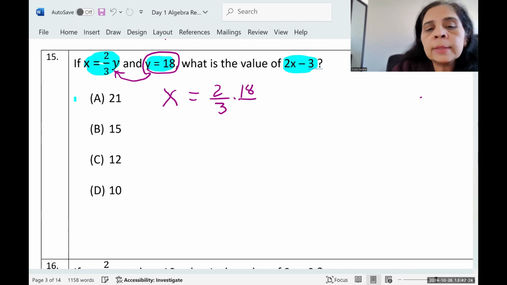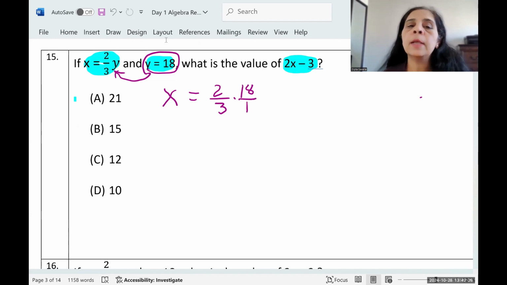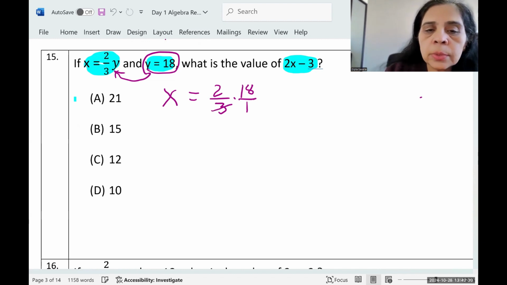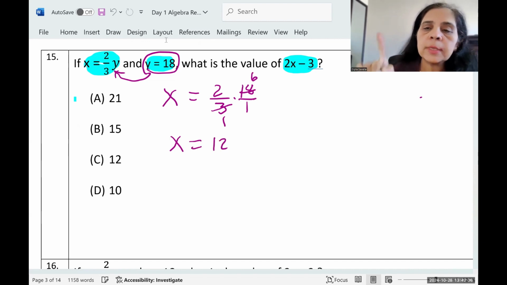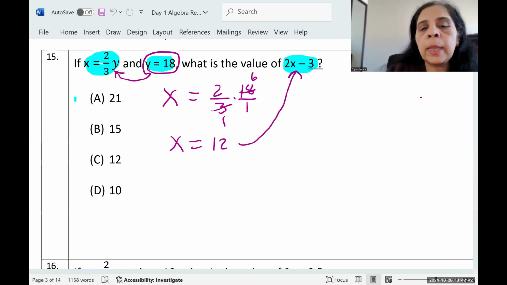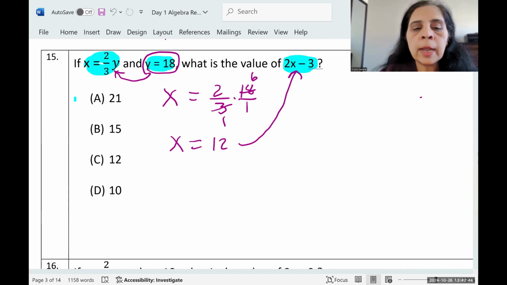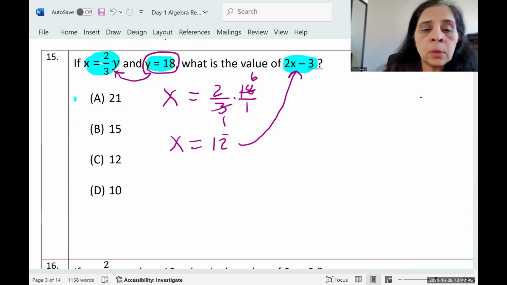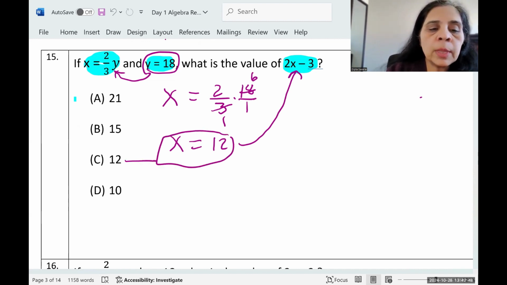I have fractions, so I can write down 1 here. So I can see we have multiplication of 2 fractions, so we can reduce. Here is 1, here is 6. So we found x is 12. So see, step 1, plug in. Step 2, solve for x. Now you will plug in again. So 2 times, and also you can see, look at this, x equals 12, we have right here.